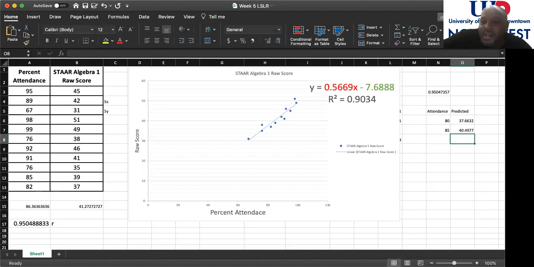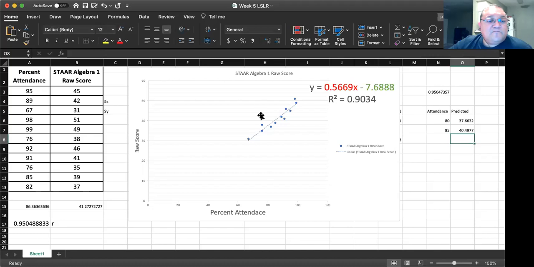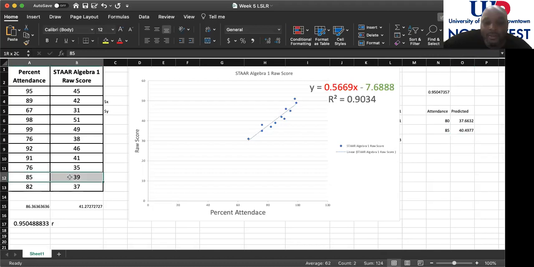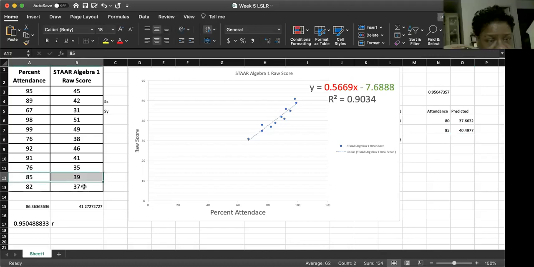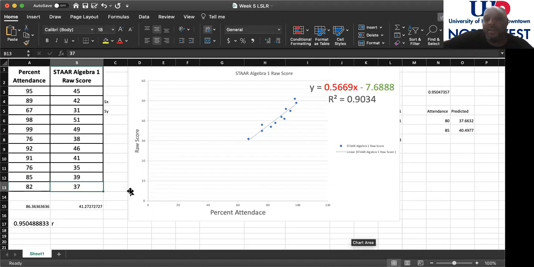I get 40.9, I get 40.5, right? Does that agree with my data over here? Does that agree with this 85? Yeah, they're fairly close, right? Very close. As a matter of fact, how far off is this particular value? We can find that when you know the actual value.